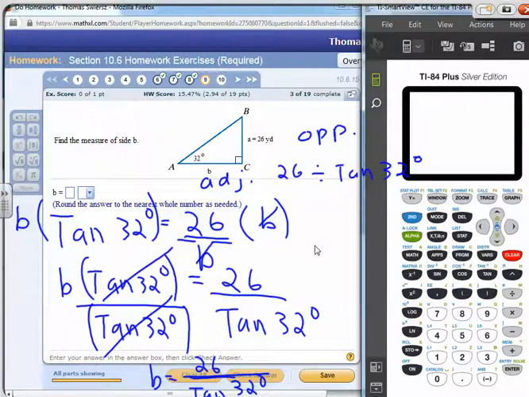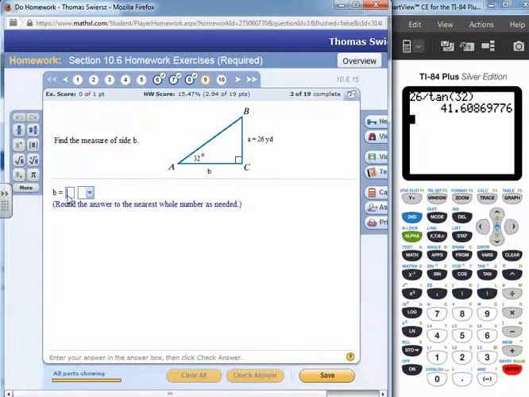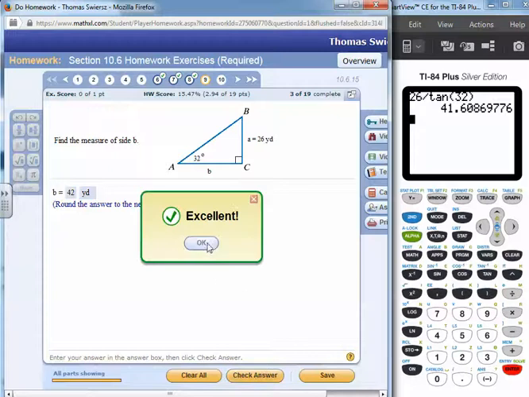Okay, so we'll go ahead and do that. 26, it's a fraction, divided by, then you can just put tangent of 32 degrees, put your right paren, and there's our value, 41.6, rounded to the nearest whole number. There's a 6 in the tenths, so we would round up to 42. And again, the one side is given in yards, so the length is in yards.